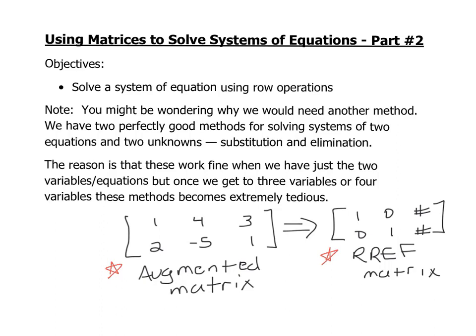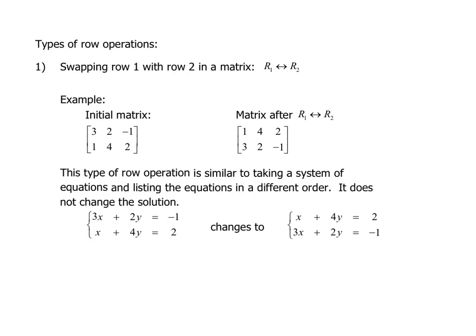So in this video, our goal is to figure out how to go from that augmented matrix to the RREF matrix. So we want to know what sort of math do we need to do to turn this matrix into this matrix. Again, we have two perfectly good methods for solving systems of equations, substitution and elimination. These methods become too cumbersome when we have more than two variables. What we're going to be doing is using what's called row operations to manipulate the matrix so that we can turn it into an RREF matrix.